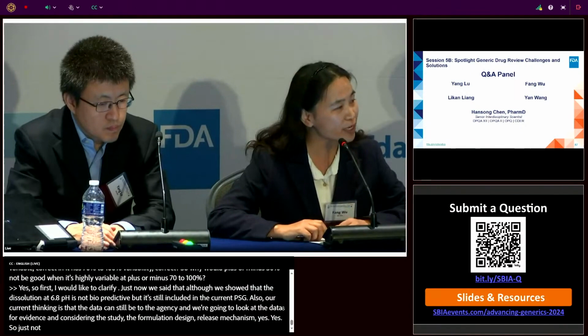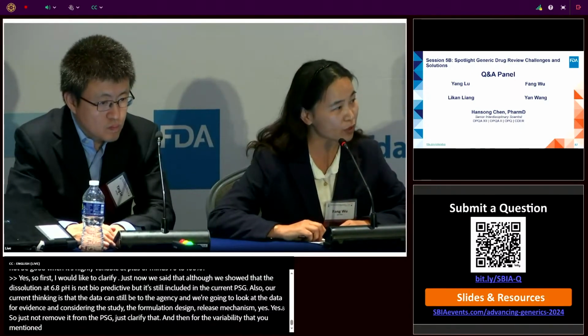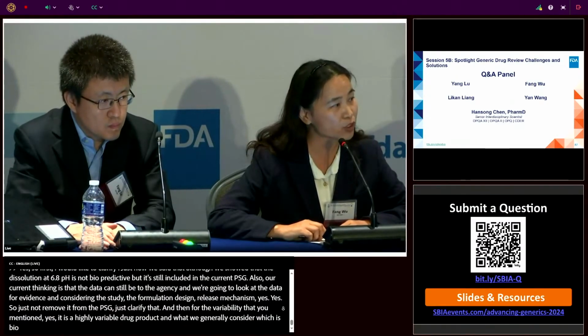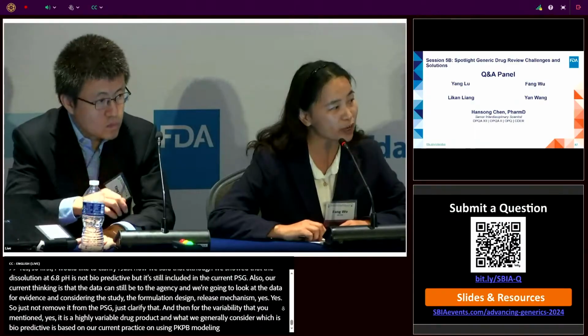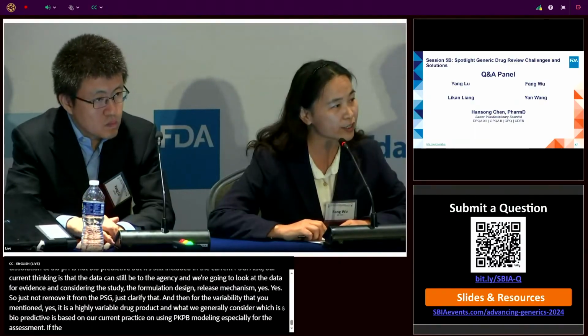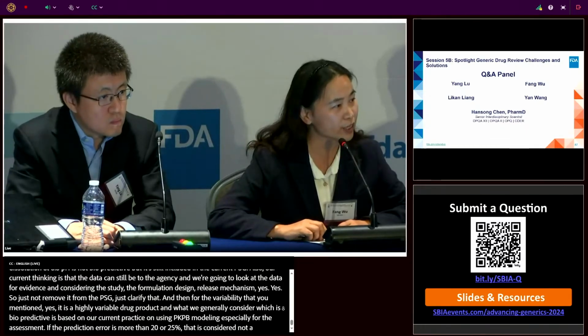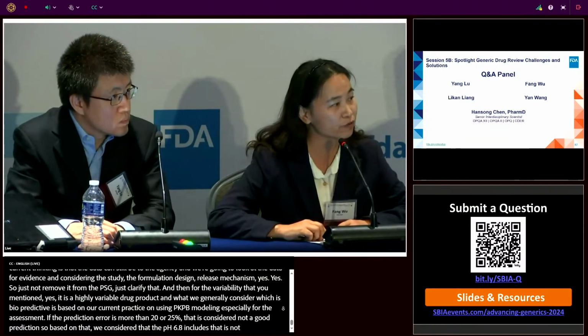And then for the variability you mentioned, yes, mesalamine is a highly variable drug product. And what we generally consider biopredictive, based on our current practice using PK modeling, especially for the BE assessment, is that if the prediction error is more than 20 or 25%, that is considered not a good prediction. So based on that, we considered that the pH 6.8 included is not biopredictive as compared to the observed PK.